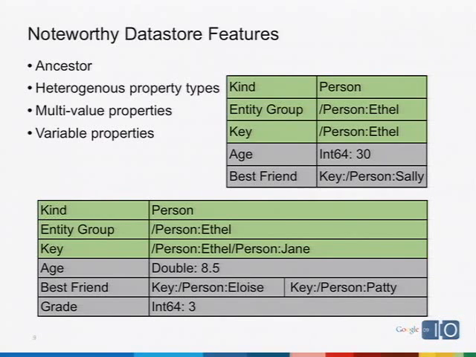Because the data store is schemaless, there's no problem representing age as an int in one record and age as a double in another record. We also support multi-value properties. Ethel, this 8.5-year-old, has multiple best friends, right? We can store this in a very natural way in the data store.